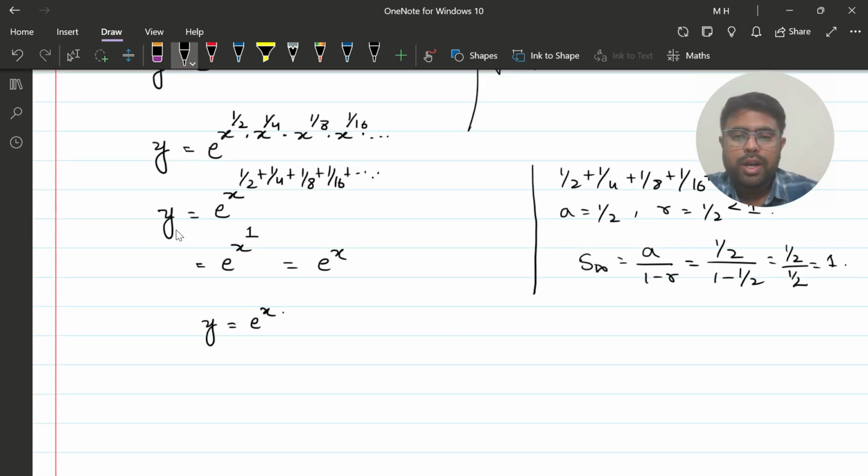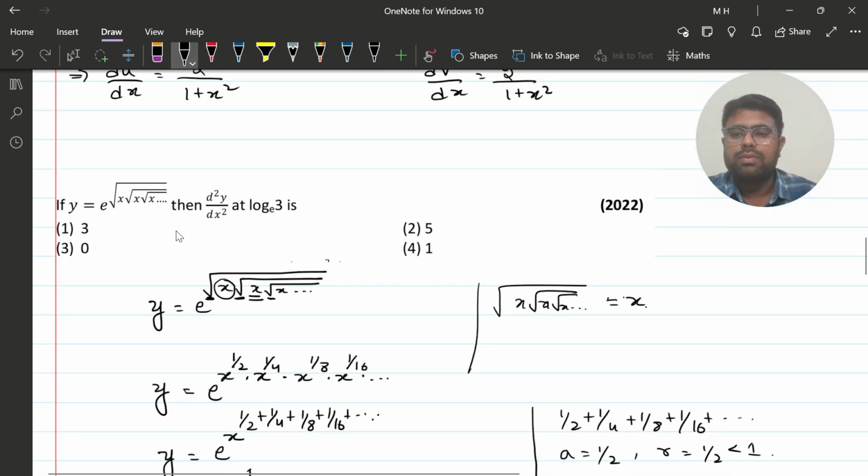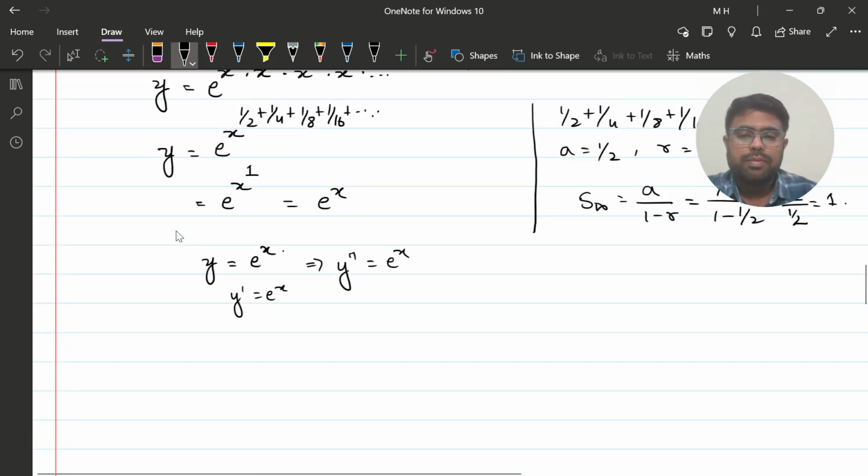Now, what is y double dash? Y double dash is also going to be e raised to x, because y dash is e raised to x. So if I differentiate it again, it is going to be e raised to x. They are asking the value of d square y by dx square at x equal to log 3 to the base e. So I need d square y by dx square, that is nothing but y double dash.